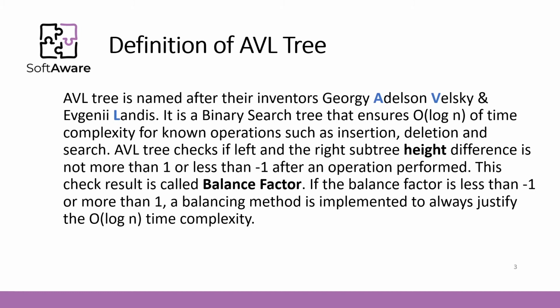The method checks if the left and right subtree height difference is not more than 1 or less than -1 after each operation call. This check is so often called the balance factor. So if the balance factor is less than -1 or more than +1, the proposed balancing methods perform some rotations in the binary search tree to keep the binary search tree in balance and in valid form.